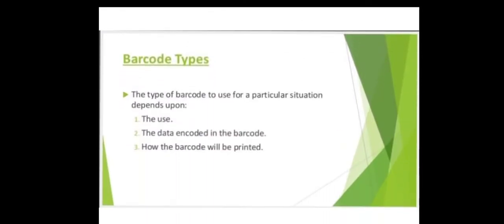Barcode types. The type of barcode to use for a particular situation depends upon the use of the data encoded in the barcode and how the barcode will be printed. There are two types of barcodes: linear barcode and 2D barcode.